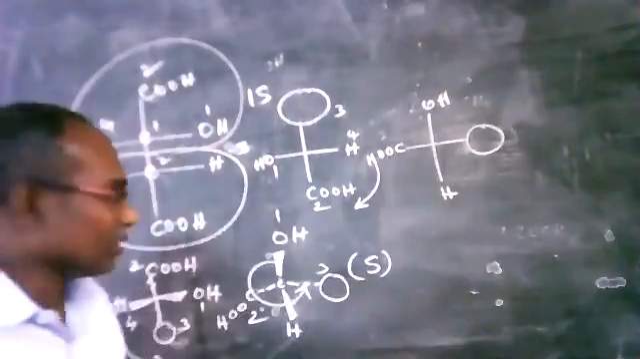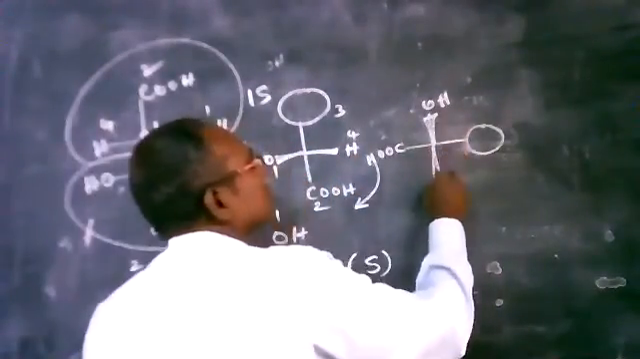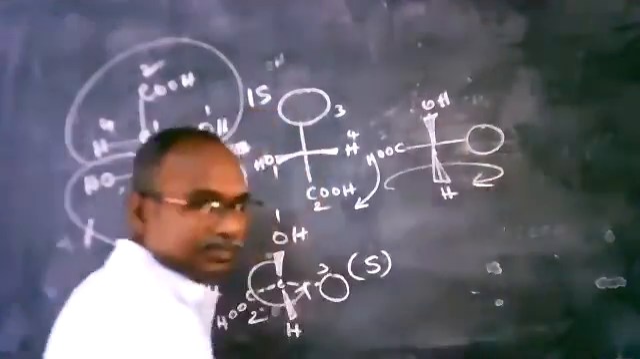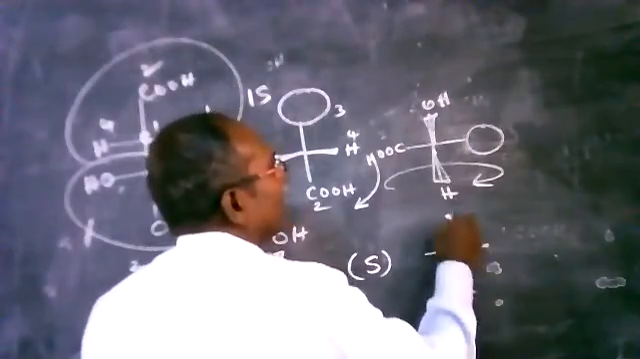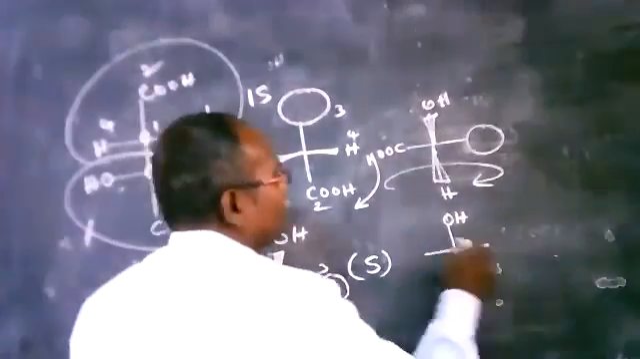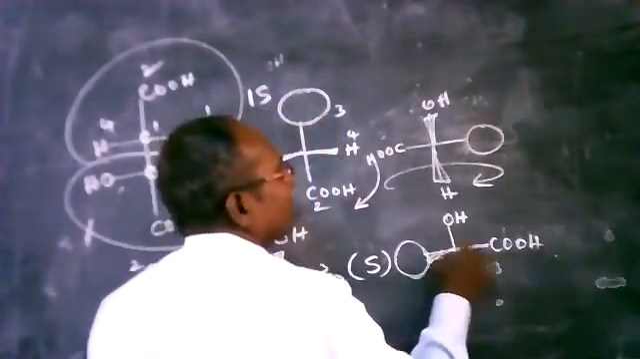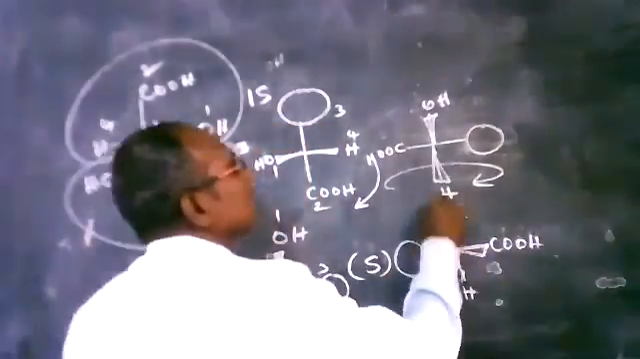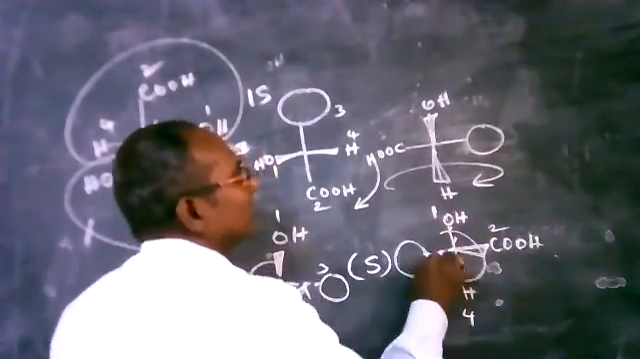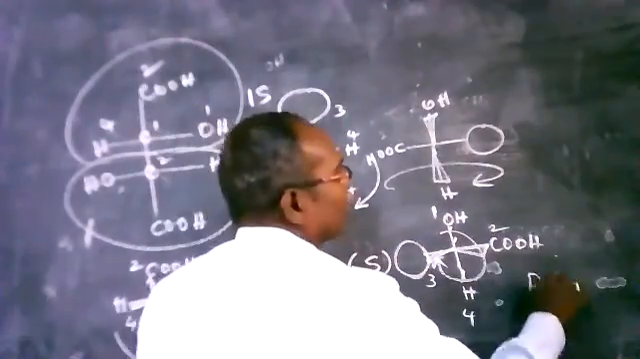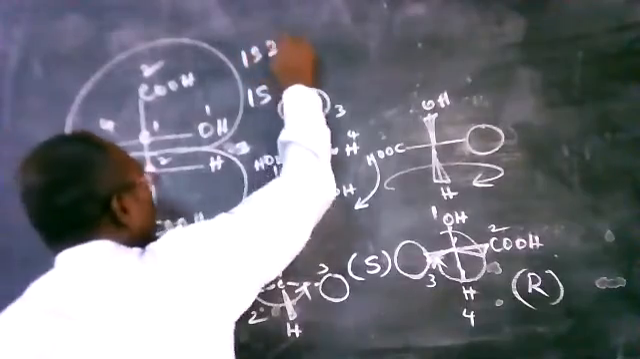This is not the Fischer because previously this was the Fischer. Now these two arms are projecting towards the viewer. So I turn the molecule like this. When I turn the molecule like this, what will happen? Hydrogen and OH will remain in their positions. But the third group and the COOH will get interchanged to get the Fischer. Now preference 1, 2, 3, 4. So 1, 2, 3. This is R configuration. So this tartaric acid is 1S 2R configuration.